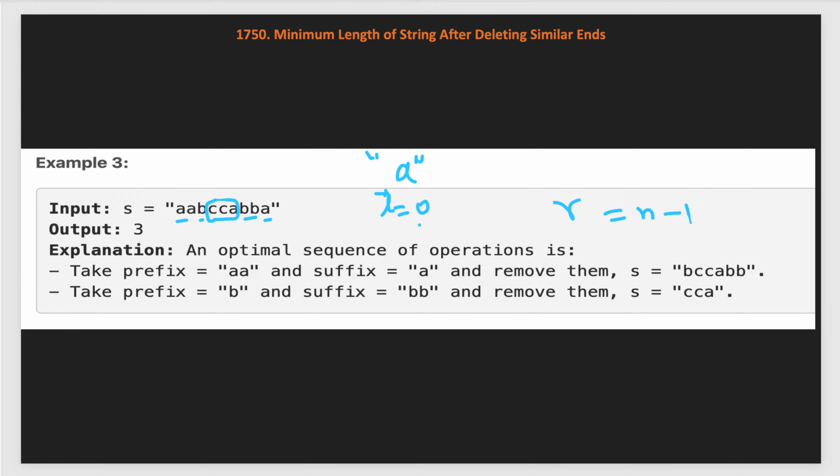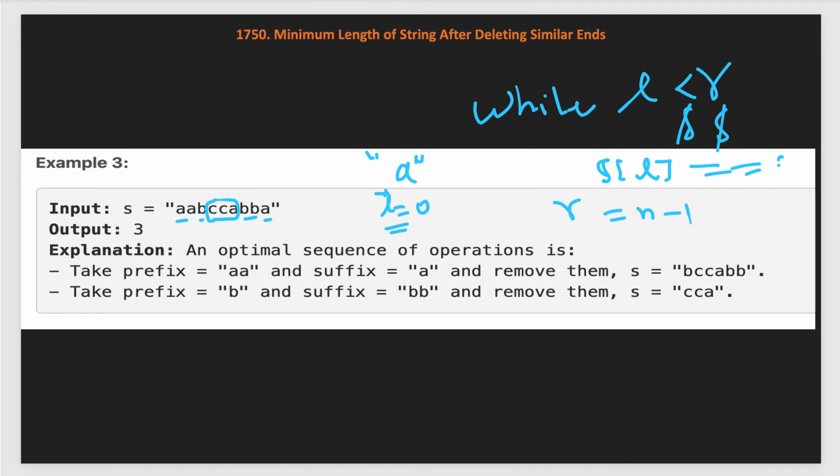Then we keep looping until either L is not less than R, or the character at index L, S of L, which is shorthand for the character at L index, is not equal to the character at R index. While they are equal, we keep going inside.